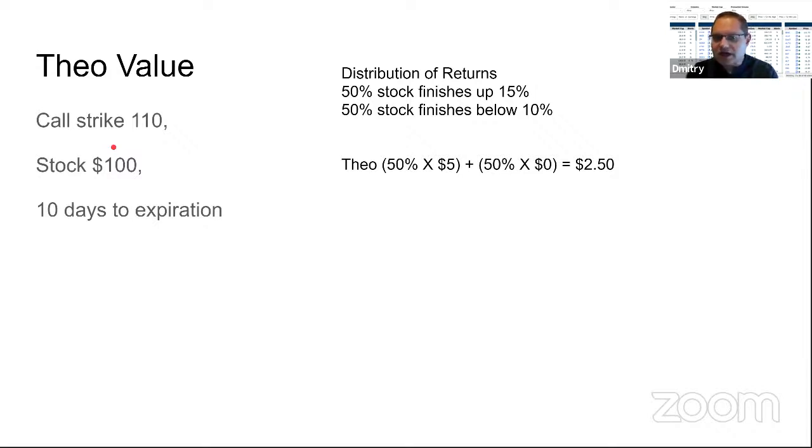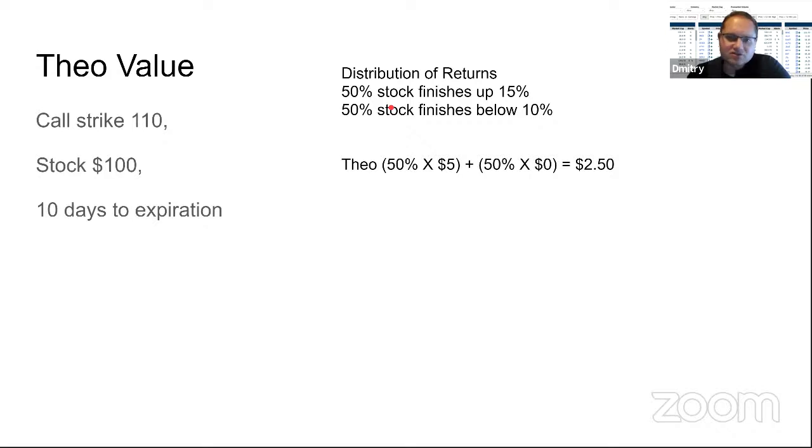And so let's take a look at a distribution of returns. Now I'm going to go to the right, and let's assume that this is how the distribution of returns looks in this particular stock after 10 days. So really what we're interested in is, where is this stock going to be at the end of 10 days at expiration? So let's say we look at history and we say, well, 50% of the time, the stock is up 15%. And then the other 50% of the time, the stock finishes below up 10%.